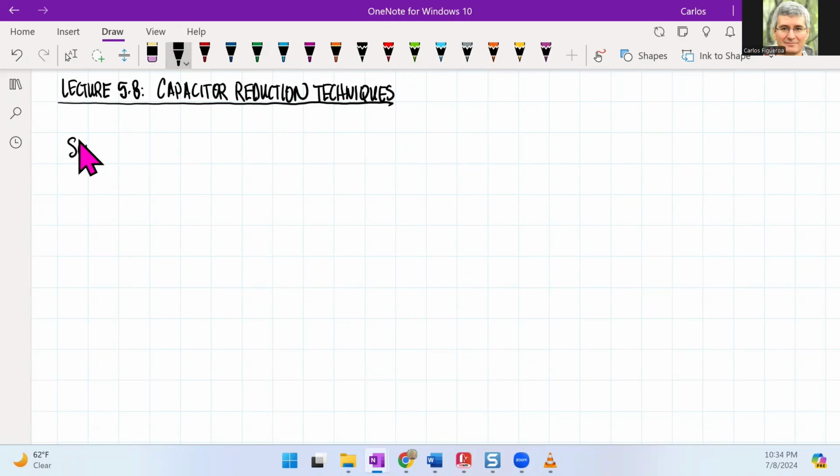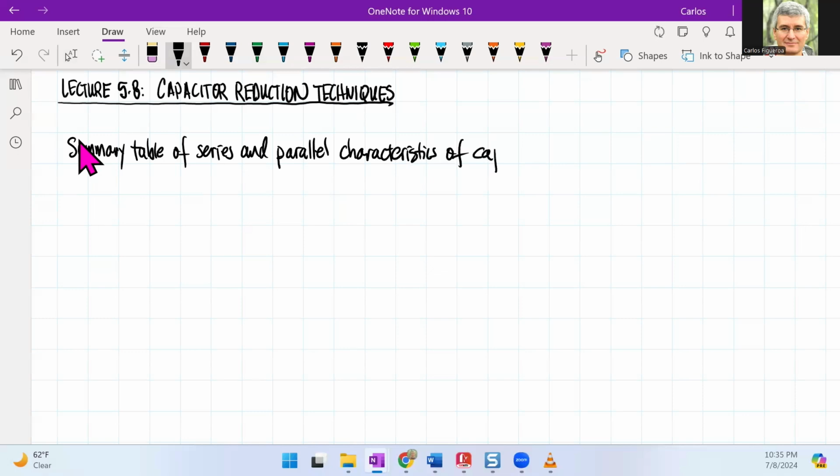So this is going to be a summary table of series and parallel characteristics of capacitors.